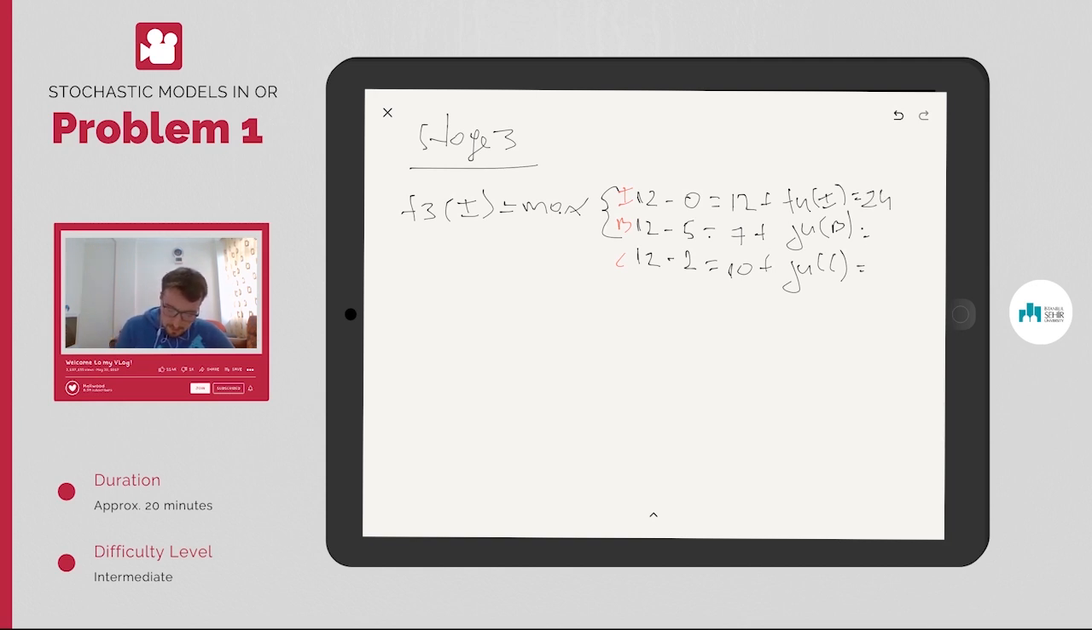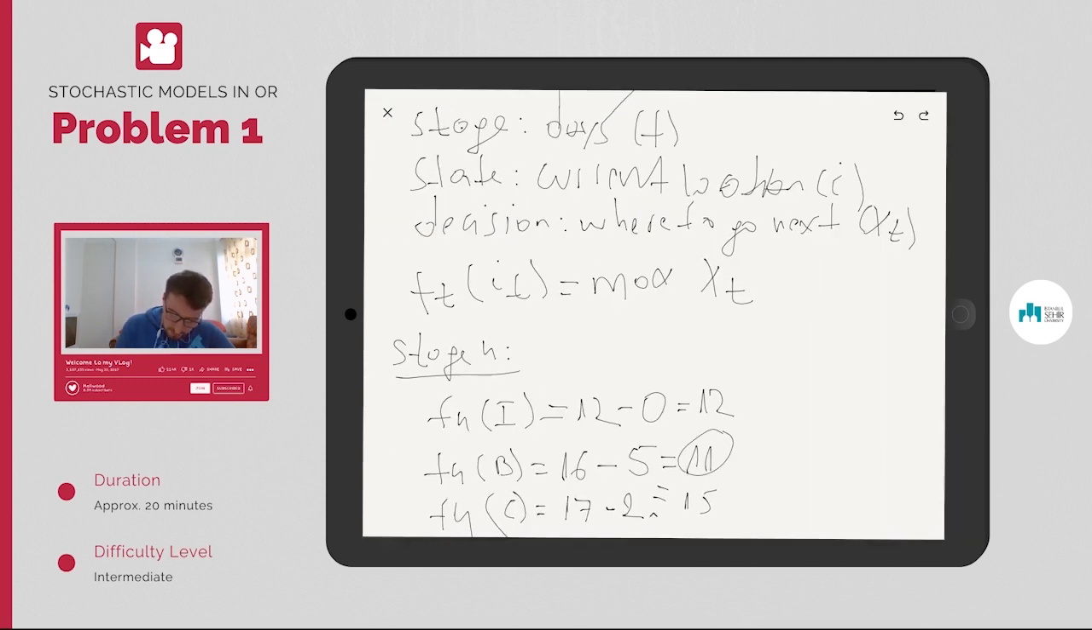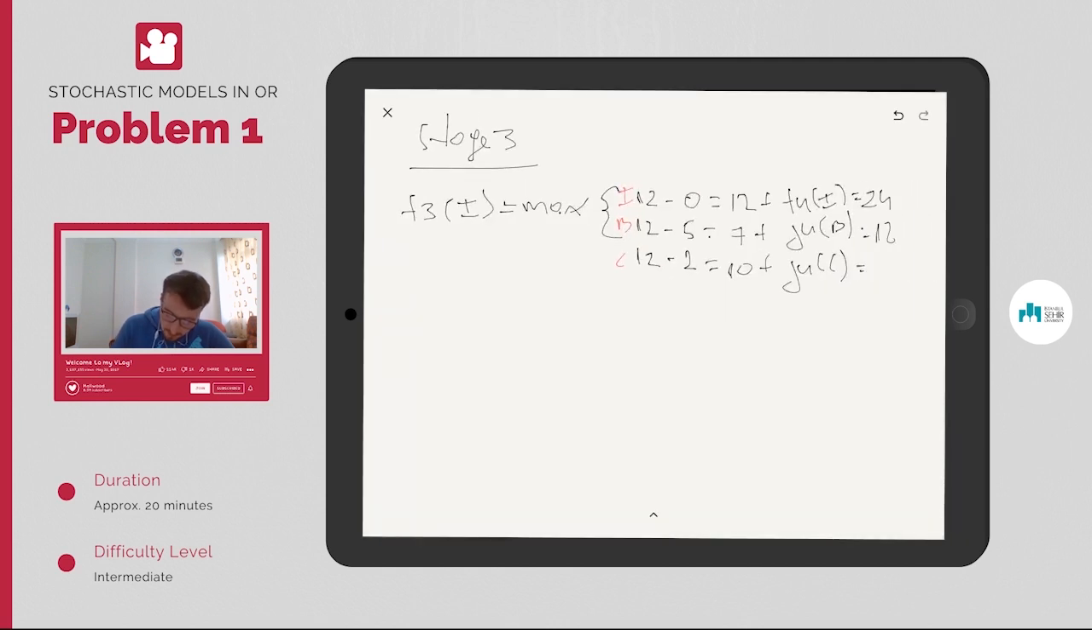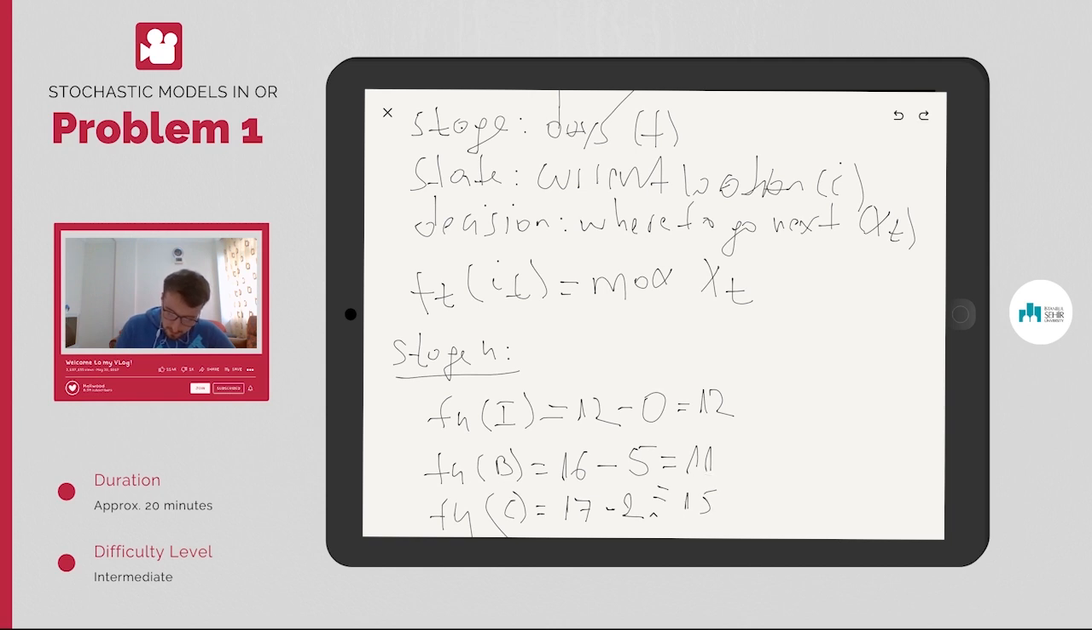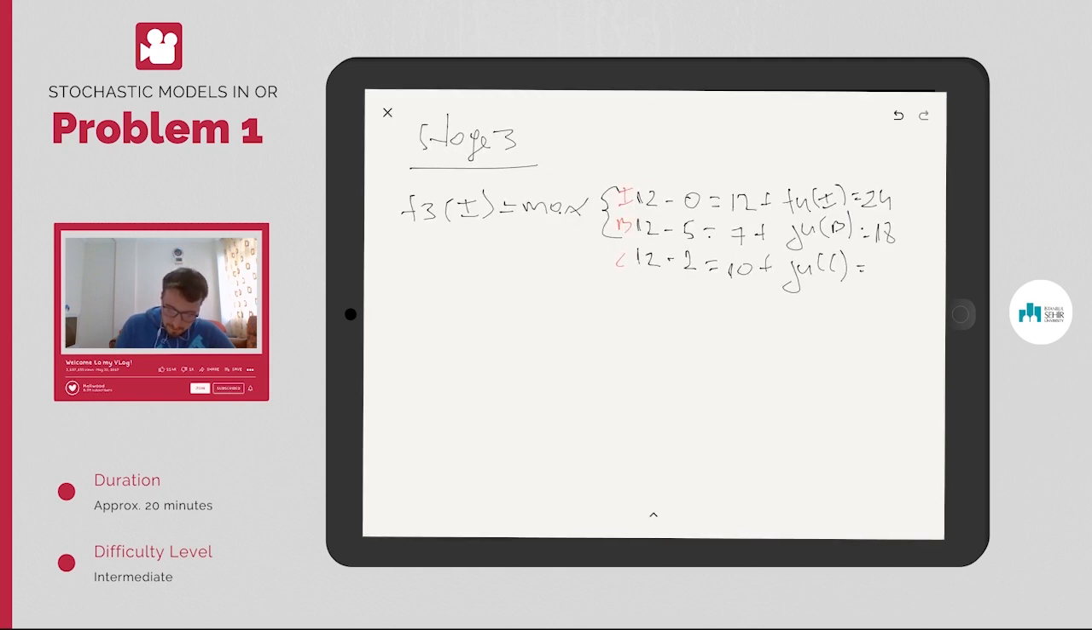Then I have F4B, so it's 7. F4B is 11. 7 plus 11 is 18. And I have 10. F4C is 15. So 10 plus 15 is 25. Which one is the maximum? We select the maximum, which is this one. Now, if I am in Indiana, I say go to Chicago next.